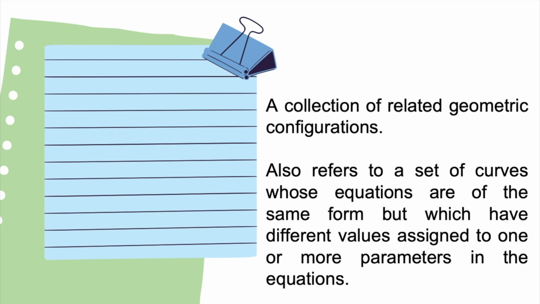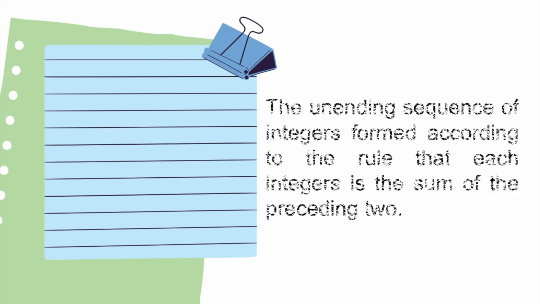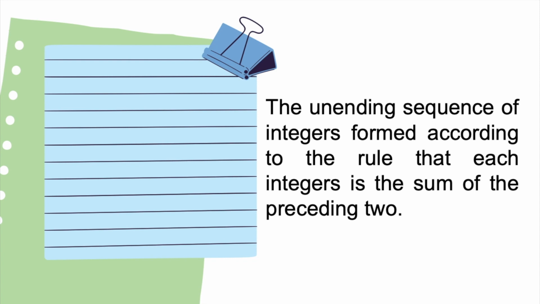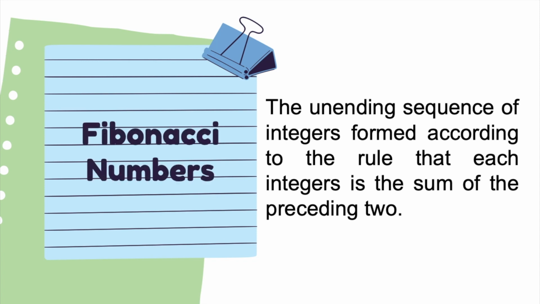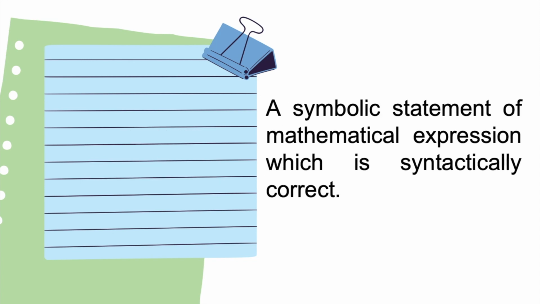A collection of related geometric configurations, also refers to a set of curves whose equations are of the same form but which have different values assigned to one or more parameters in the equations. Family. The unending sequence of integers formed according to the rule that each integer is the sum of the preceding two. Fibonacci numbers. A symbolic statement of mathematical expression which is syntactically correct. Formula.